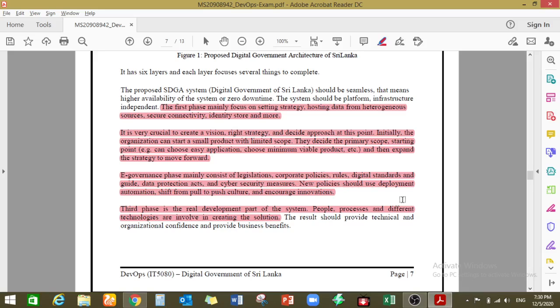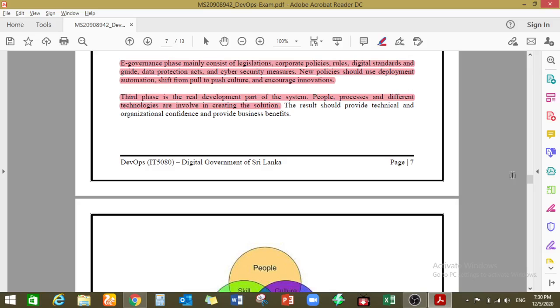The second layer, the e-governance phase, mainly consists of legislation, corporate policies, rules and regulations, digital standards and guides, the Data Protection Act, cybersecurity measures, and so on. These policies should use deployment automation, shift from a pull to a push culture, and encourage innovation. The third layer is the real development part, as I mentioned already, which consists of people, process, and different technologies involved in creating the solution.